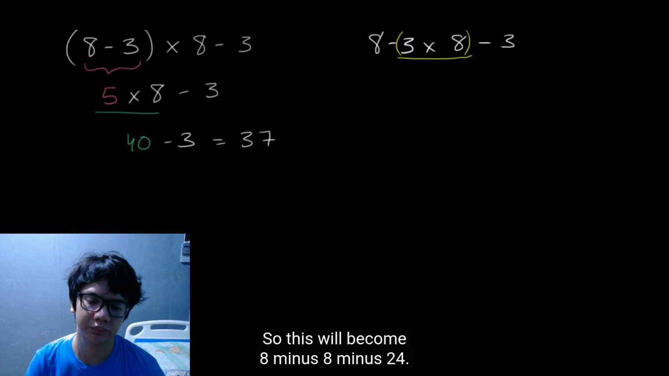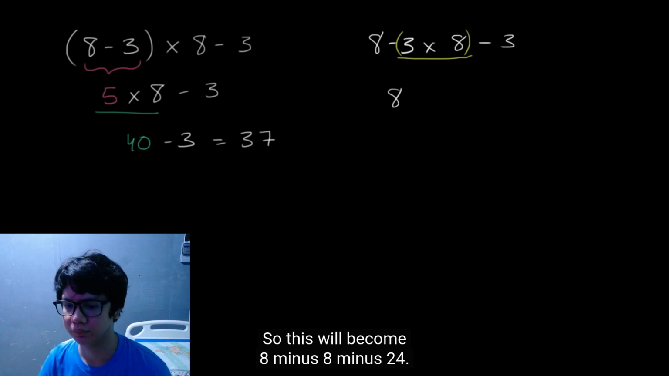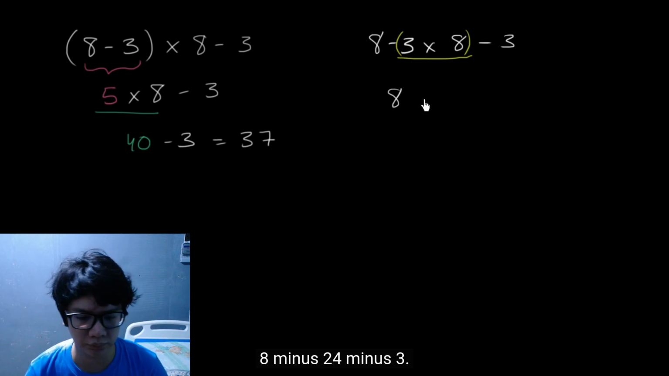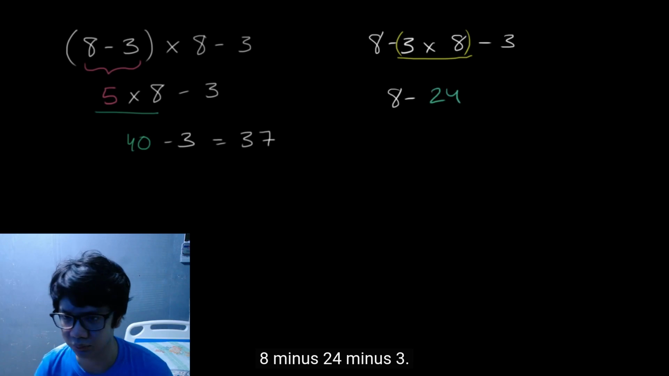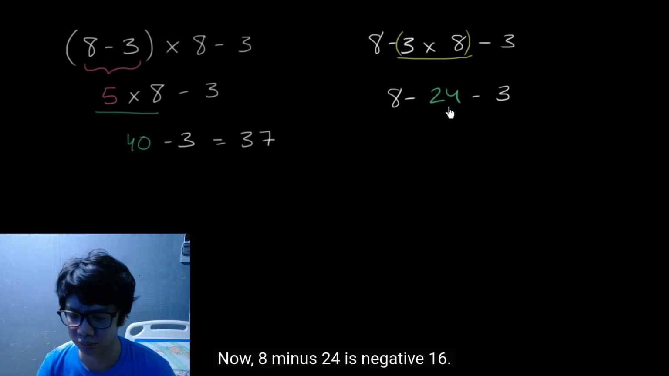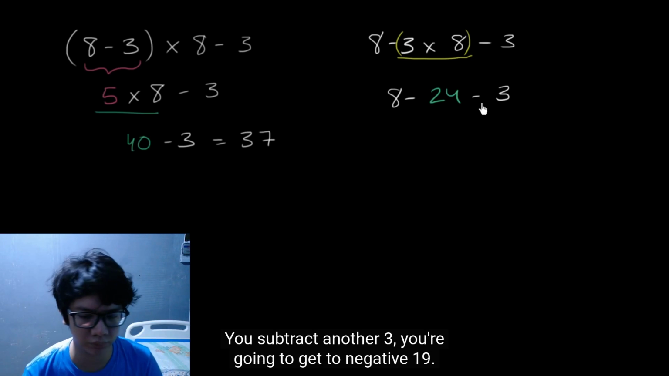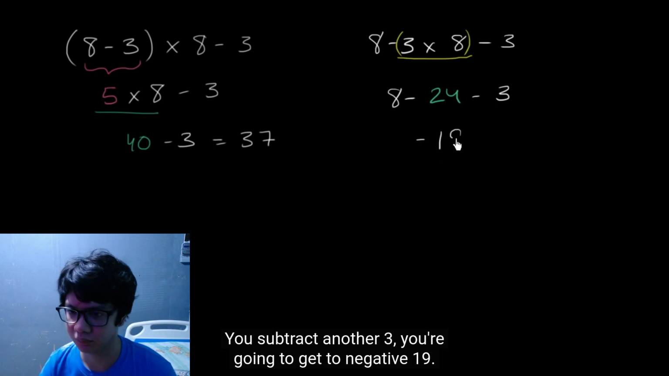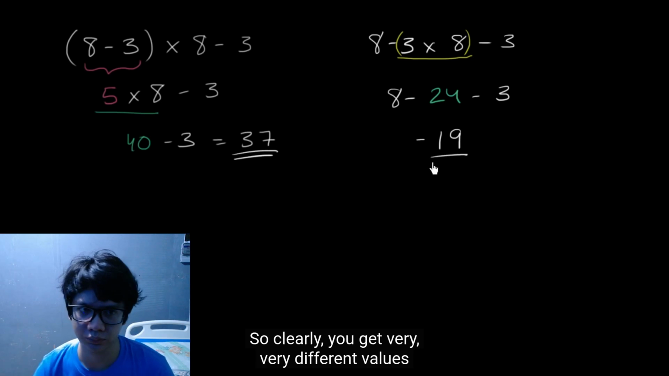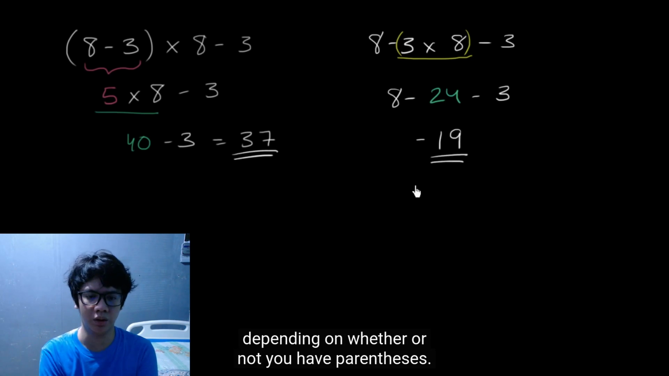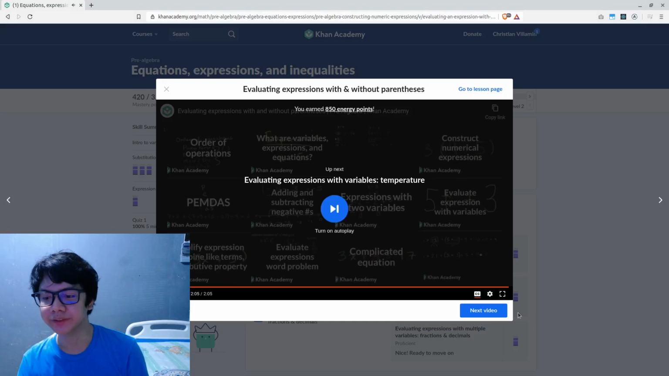So this will become 8 minus 24. So let me write it this way: 8 minus 24 minus 3. Now 8 minus 24 is negative 16. You subtract another 3, you're going to get to negative 19. So clearly you get very, very different values depending on whether or not you have parentheses. True.